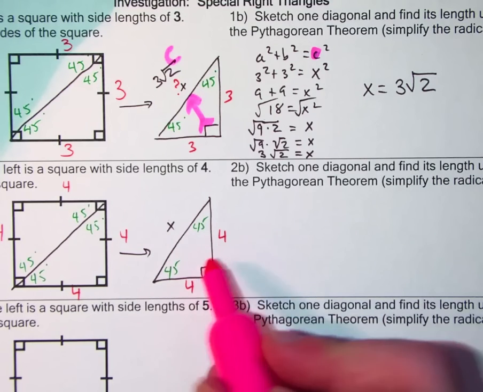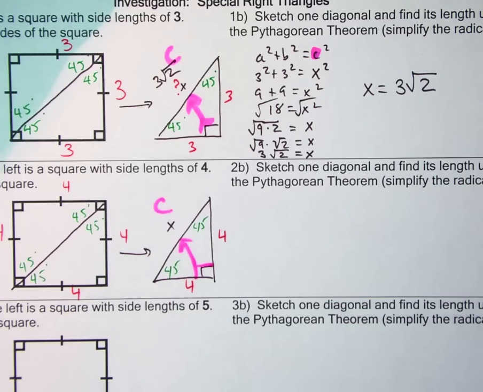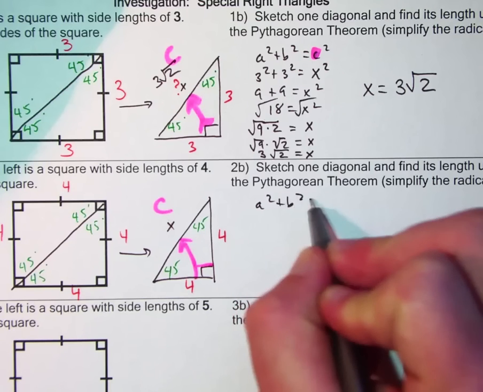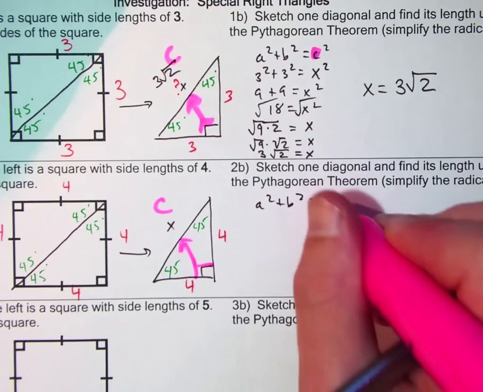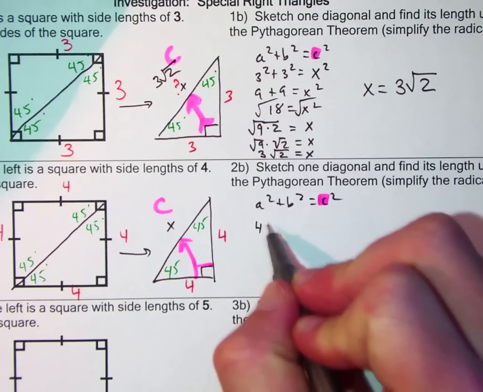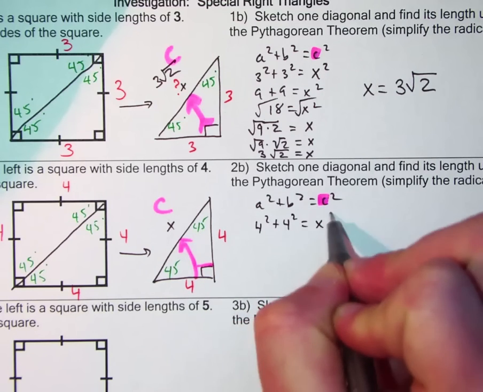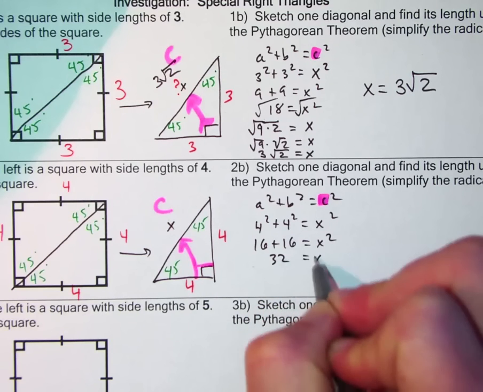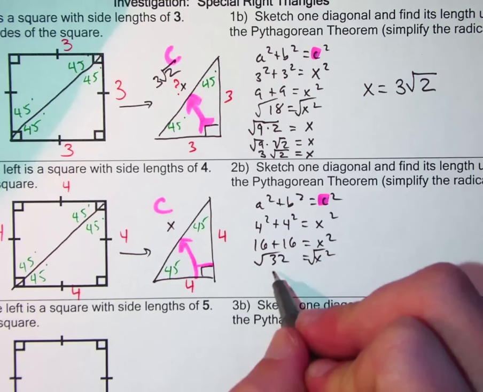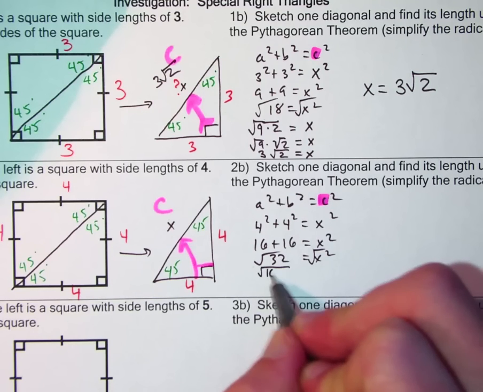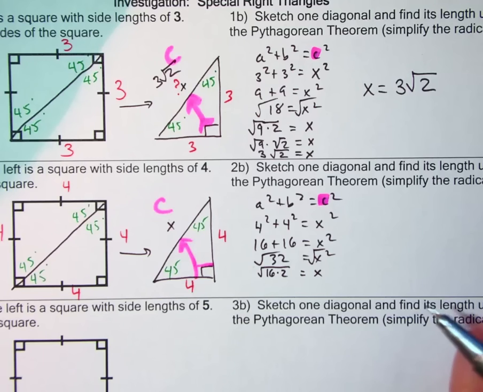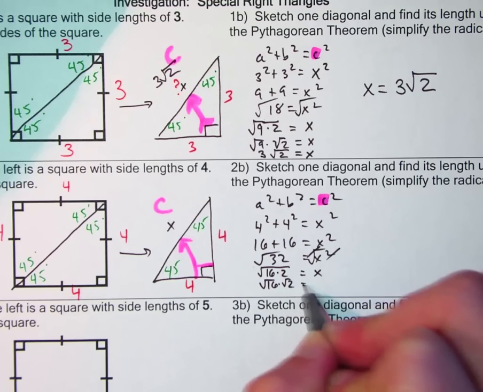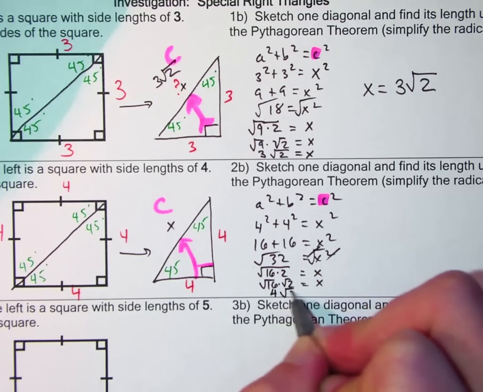Same annotation. Across from the 90, that's going to be my longest side, or my c. And then I'm going to go straight at it. A squared plus b squared equals c squared. Here's my longest side. You get 4 squared plus 4 squared equals, call it x squared. 16 plus 16 equals x squared. 32 equals x squared. Square root both sides. And you get the square root of 32, which is really 16 times 2. So that's the square root of 16 times the square root of 2, which is really 4 square root of 2.